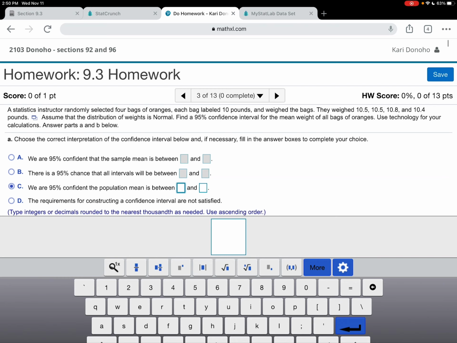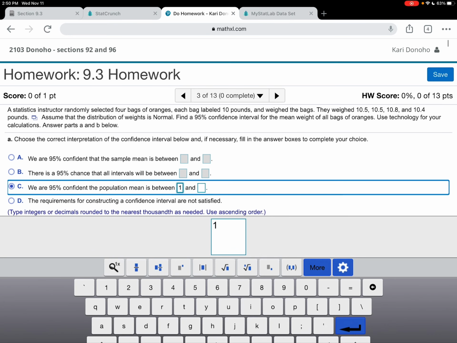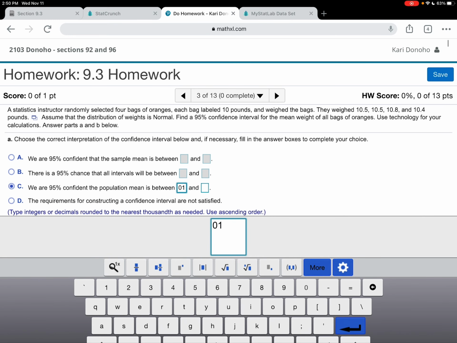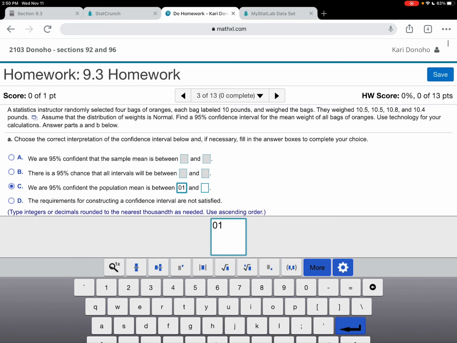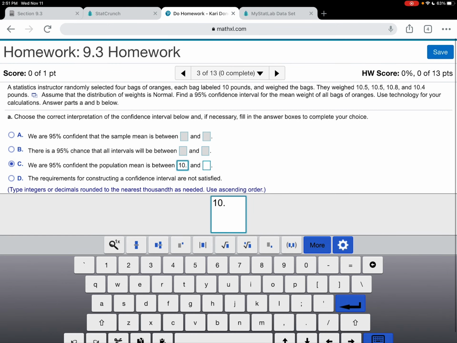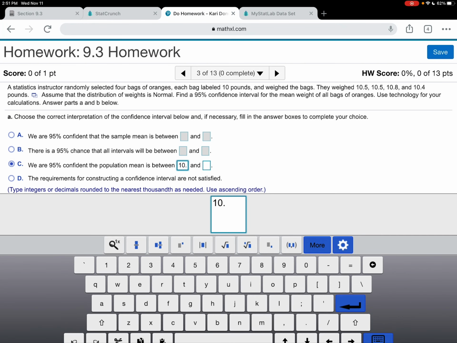So we are 95% confident that that population mean then would be between 10, let me type it in here. It doesn't like my keyboard option on my tablet. Well, anyway, you can do that part on your own. Hopefully you can get your device to work better than I can. There we go. 10 point 274.